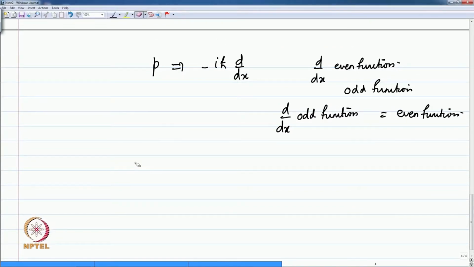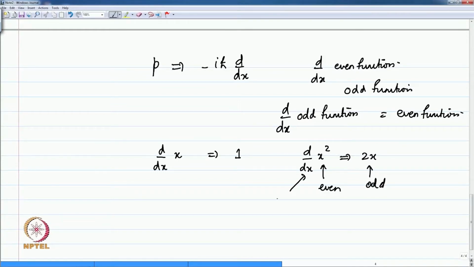For example, if you do the derivative d by dx of x, an odd function because it changes sign, it is going to be 1, which is even, independent of the sign of x, and in this case, of course, independent of x as well. But what about d by dx of x square? It gives you 2x. This is even, this is odd. In a sense, you can see this because the derivative has the odd character.